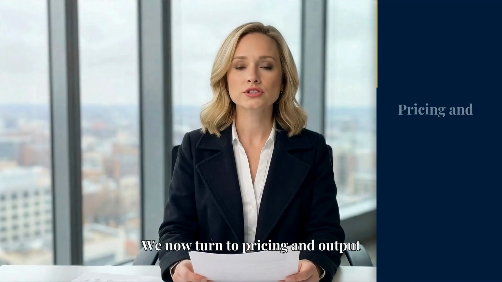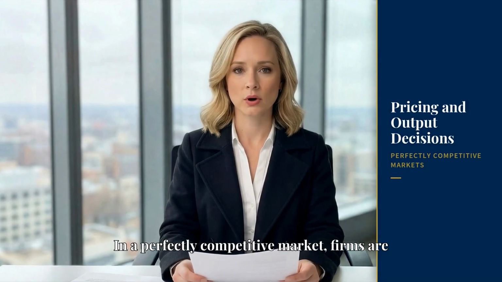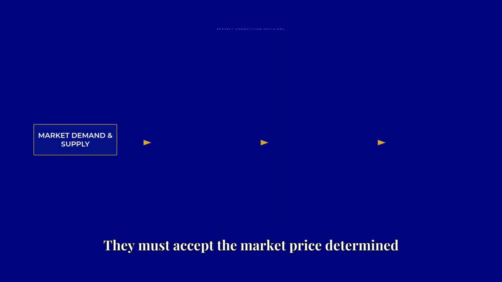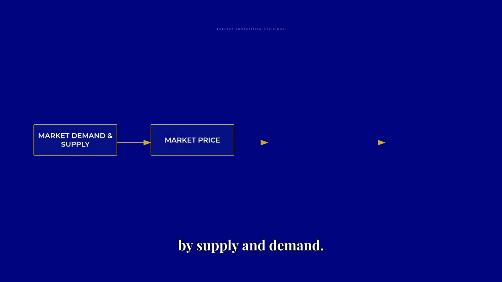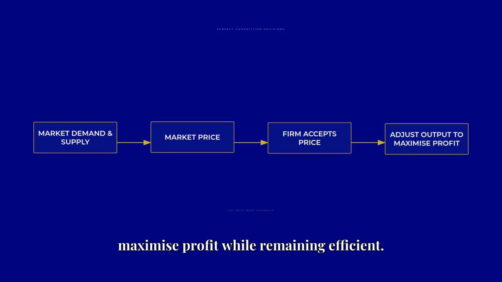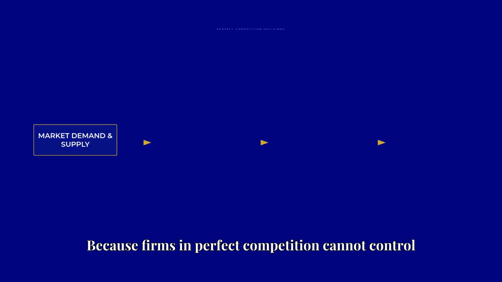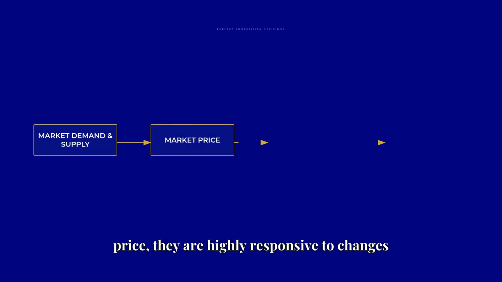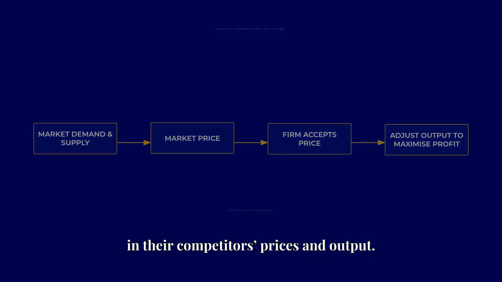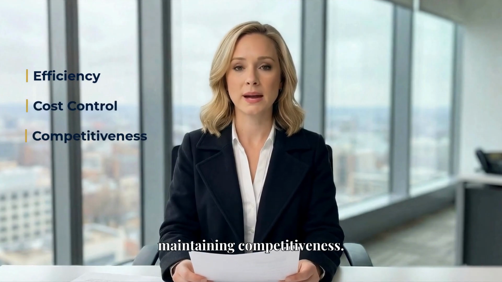We now turn to pricing and output decisions. In a perfectly competitive market, firms are price takers. They must accept the market price determined by supply and demand. As a result, firms adjust output to maximize profit while remaining efficient. Because firms in perfect competition cannot control price, they are highly responsive to changes in their competitors' prices and output. They focus on efficiency, cost control, and maintaining competitiveness.